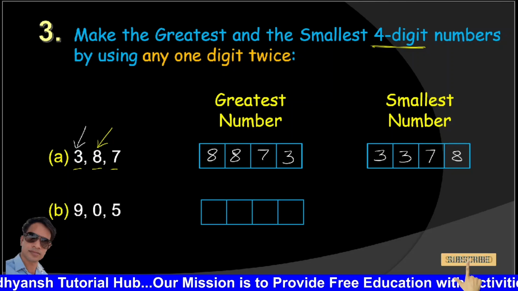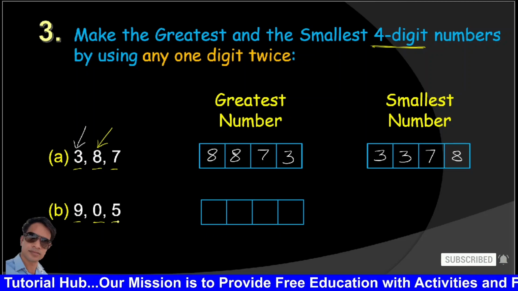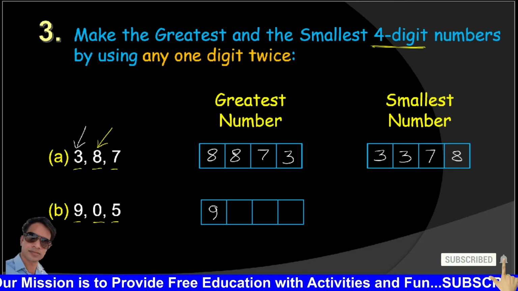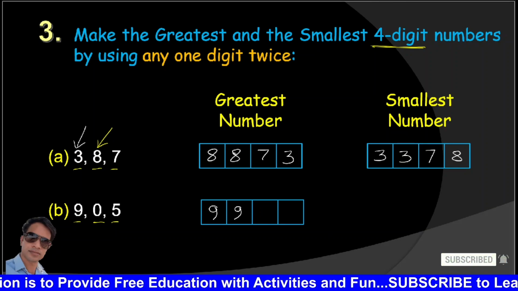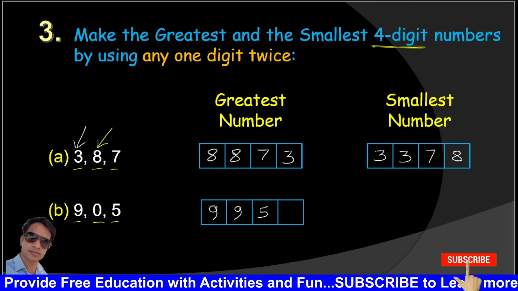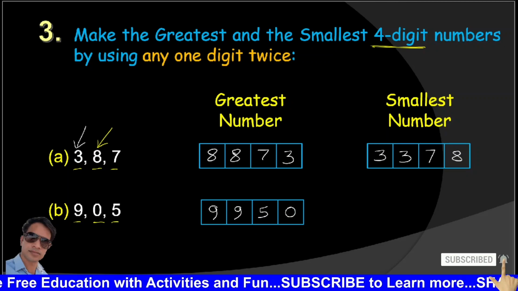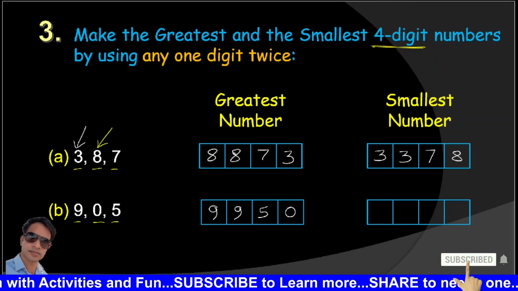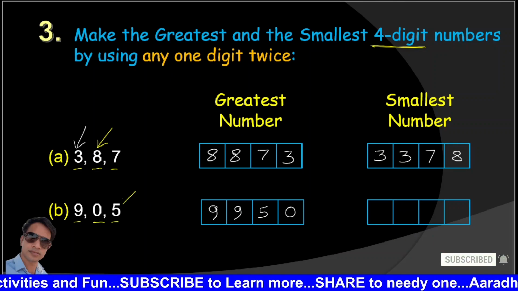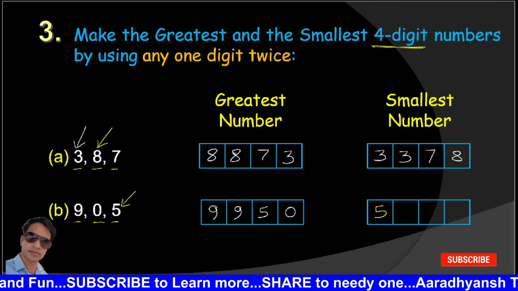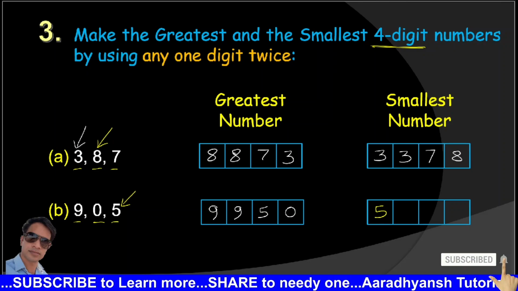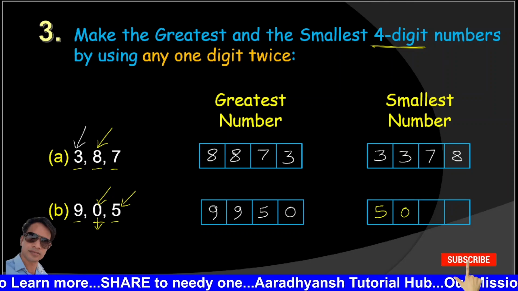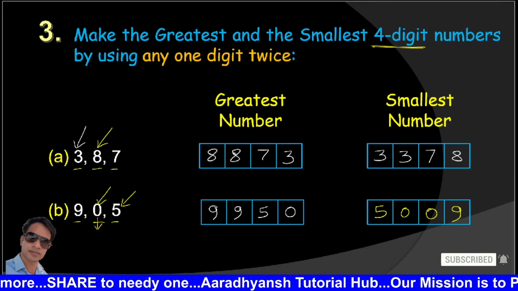The second question, here 9, 0 and 5. To make the greatest number, we have to write 9 and repeat 9 again because it is the greatest digit, then 5, the smaller digit, at the last. Okay friends, and to make the smallest number, we just start the number with the smallest non-zero digit, that is 5. Then here we will not repeat 5. The smallest digit is 0, so repeat 0 again, 0, 0 and then 9.